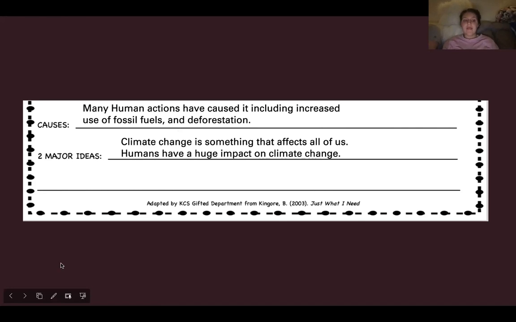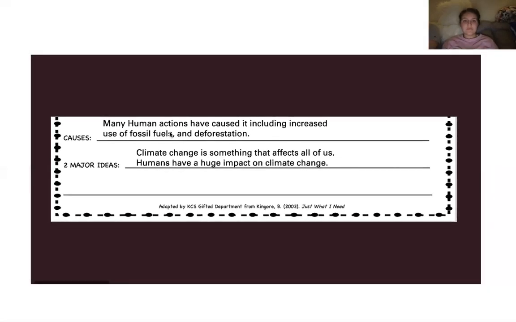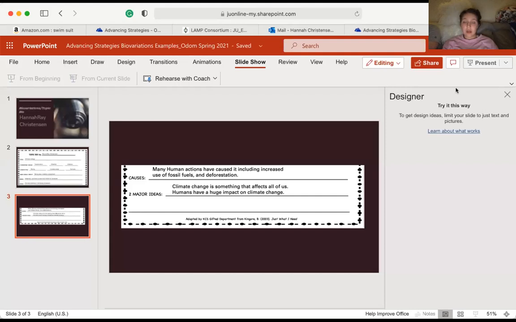So that is biotopics and biovariation. So have a great day.